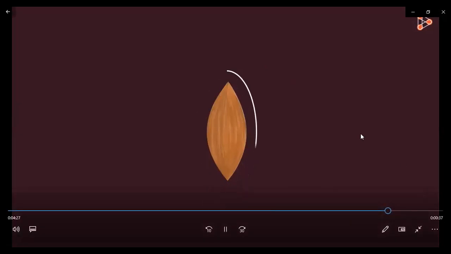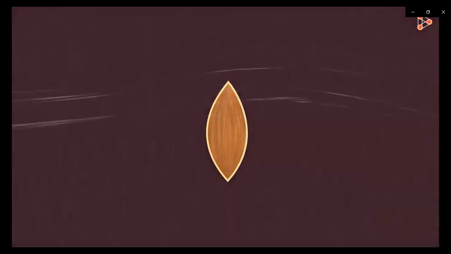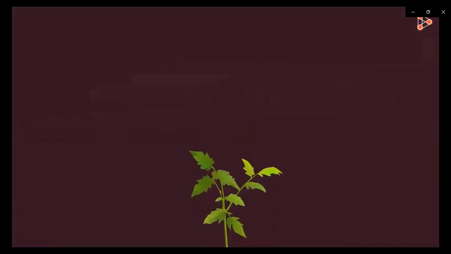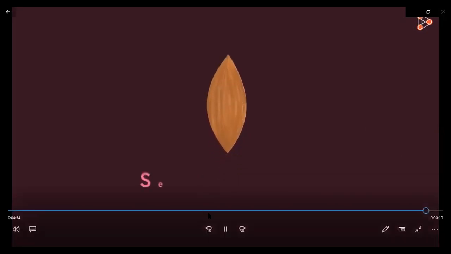A seed remains safe and guarded by a seed coat, which protects the inner delicate parts and the embryo during unfavorable conditions. So how does a plant grow from the single seed? When seeds are sown in the soil and when they achieve favorable conditions, they germinate to give us a new plantlet. Now the next question is, how do seeds get rooted every time in the soil? Let us get to know the concept of seed dispersal.